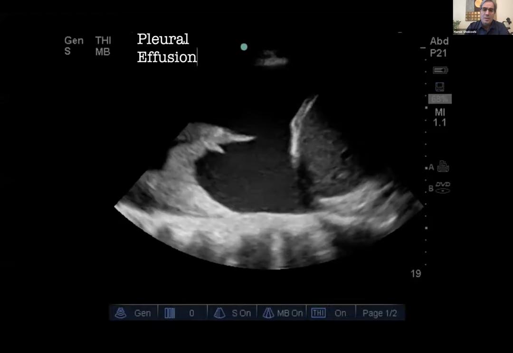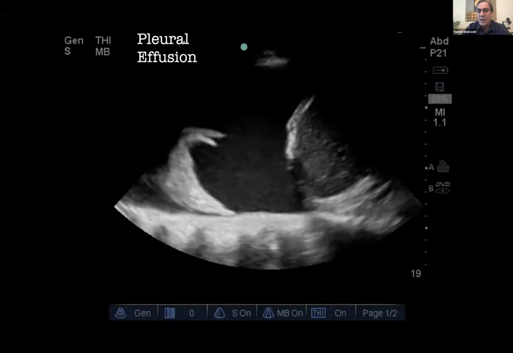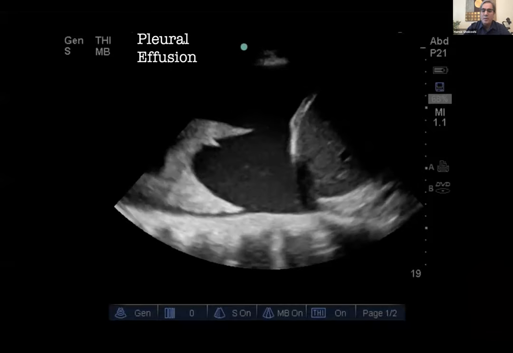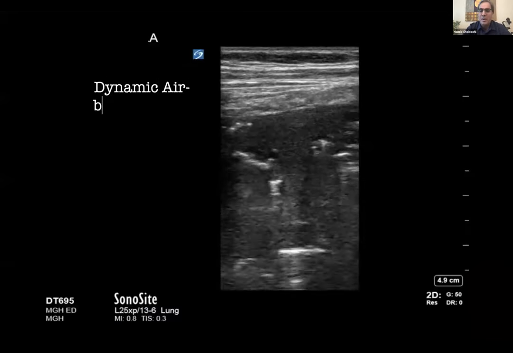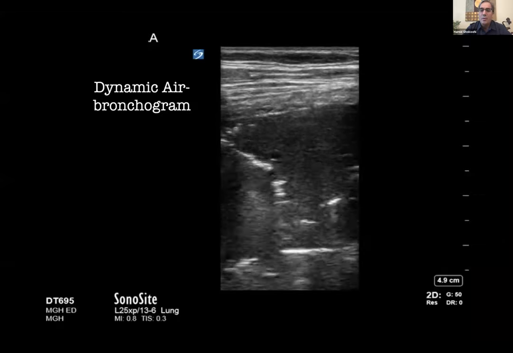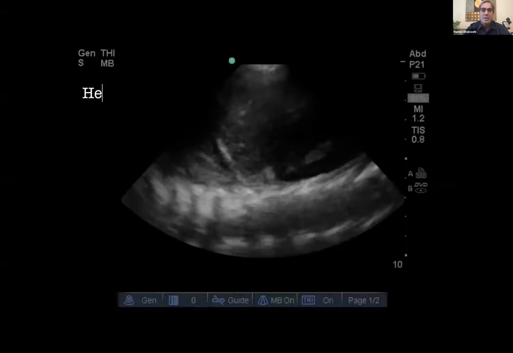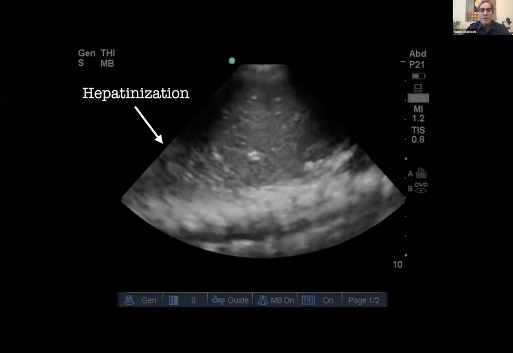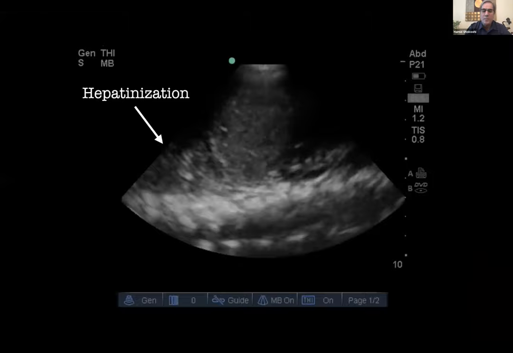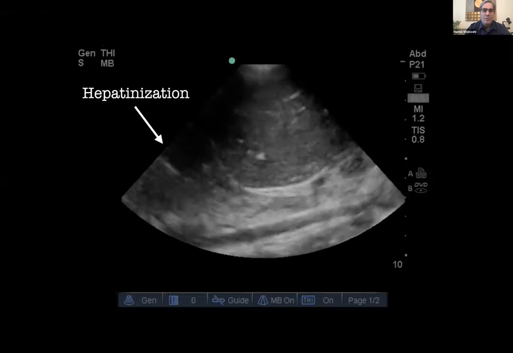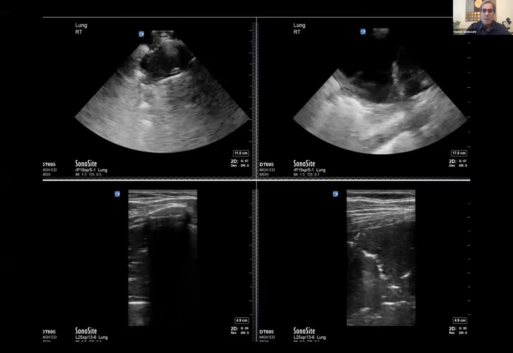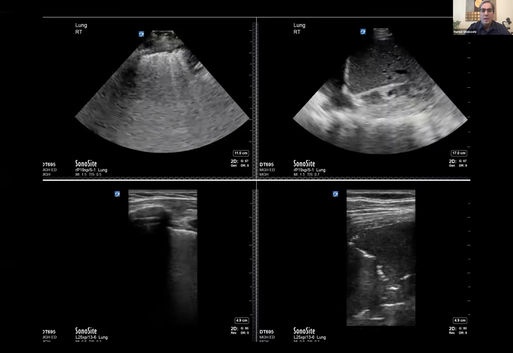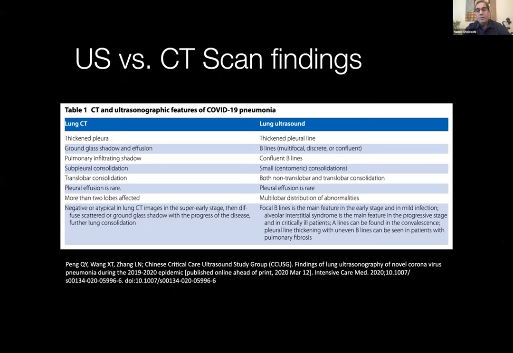I just put some of those examples. This is a case that is very unlikely to be COVID. You see the dynamic air bronchogram here with the hepatization, and this is the hepatization that you see in this picture. I hope everybody is familiar with these pictures and I'm not confusing you. These are all the same case, put together, and this is not a case of that. So, looking at the ultrasound where we talked about all of this, typical, atypical, inconsistent, is this a way that we match this with the CT scan?